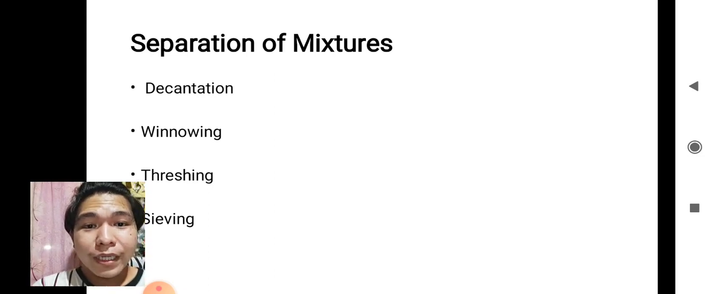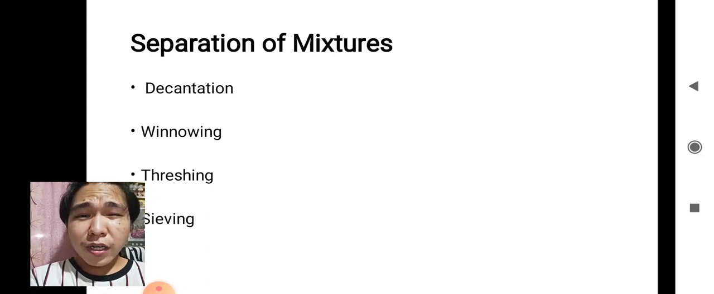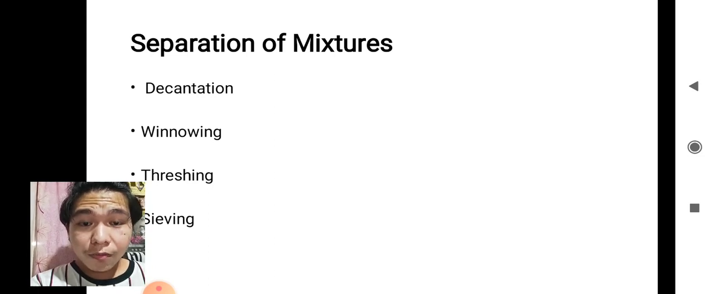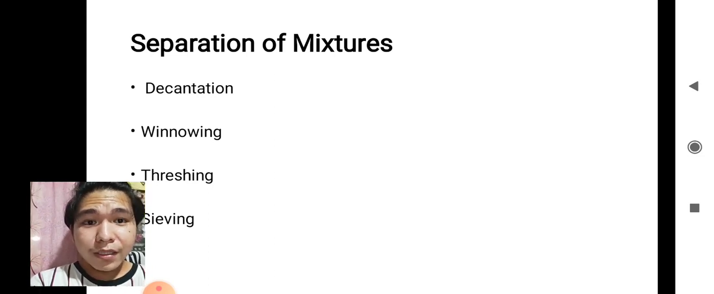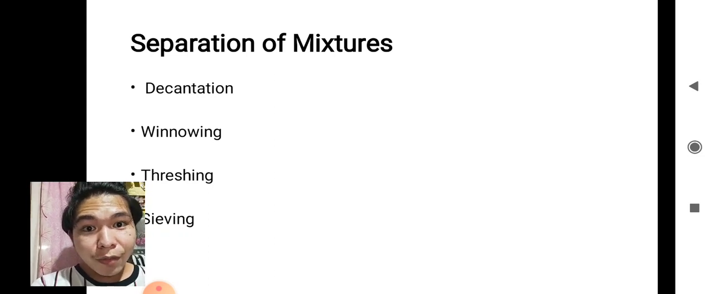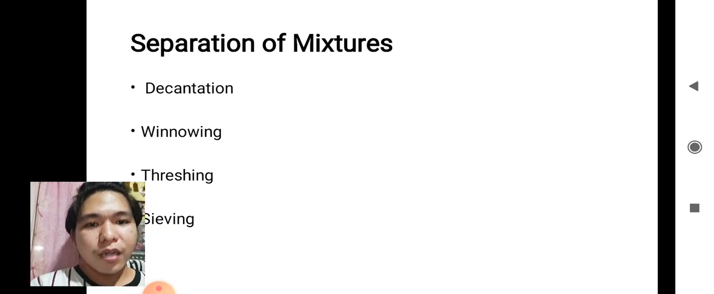Another way of separating is what we call threshing. Ano ang threshing? It is from stem. Pag nag-harvest ka, hindi pa natatanggal ang grain sa kanyang stalks. So of course, tatamakan mo siya, we call that one as threshing.